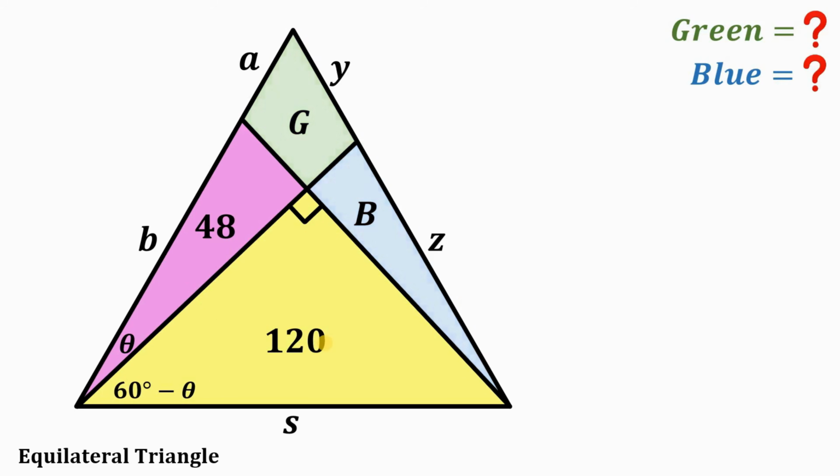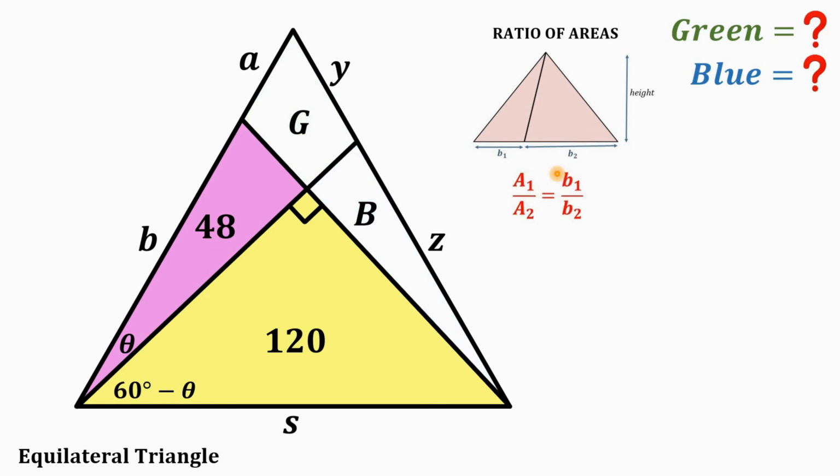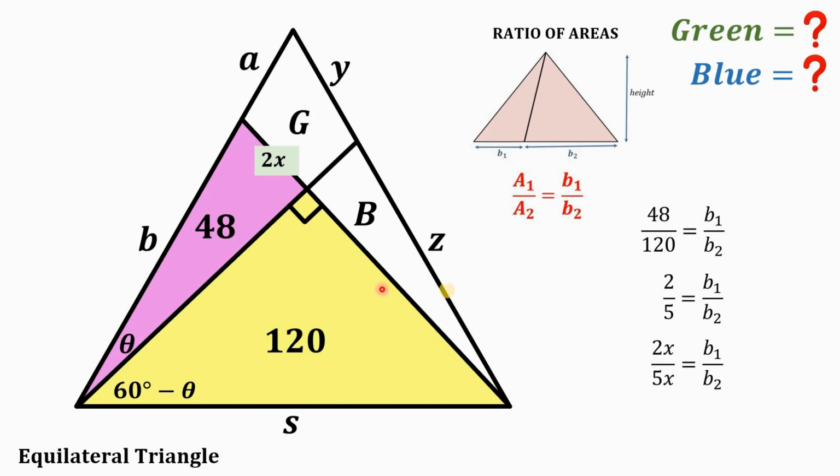Now let's focus on these two right triangles, because take note, using the ratio of areas, if we have two triangles having the same height, then the ratio of their areas must be equal to the ratio of their bases. So given these two right triangles, we can say that 48 over 120 equals the base of 1 over base of 2. If we simplify 48 over 120, we get 2 over 5. In short, base of 1 over base of 2 can be written as 2x over 5x. So the base of 1 can be written as 2x, and this one is 5x.